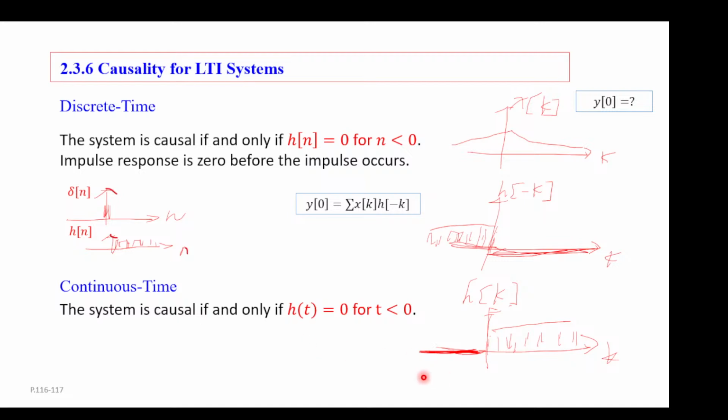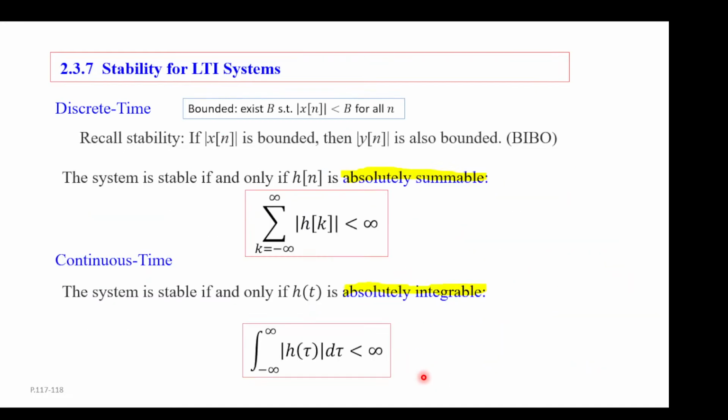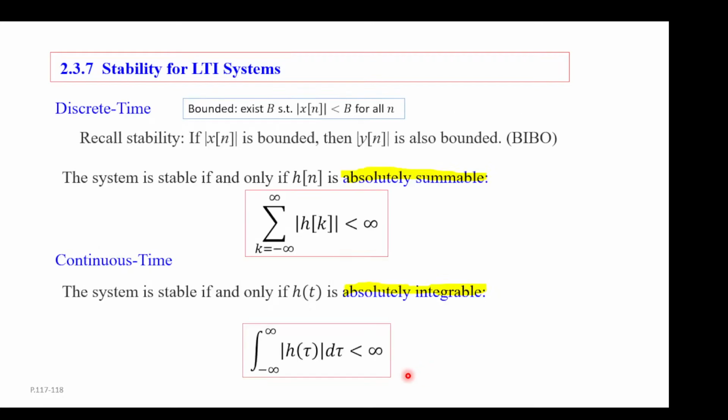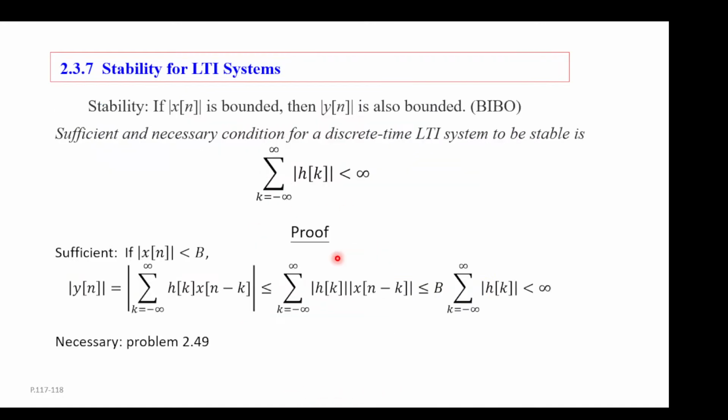Finally, stability is tricky, but the condition is here. The system is stable if and only if its impulse response is absolutely summable or absolutely integrable. That means you sum over its absolute value, or integrate over its absolute value, and it must be a finite number. If this is a finite number, then the system is stable, and if the system is stable, then this is finite.